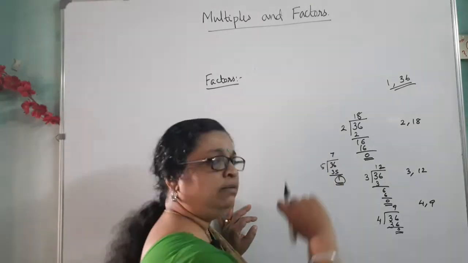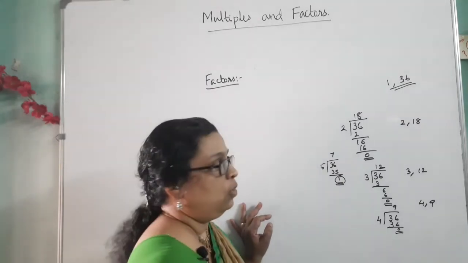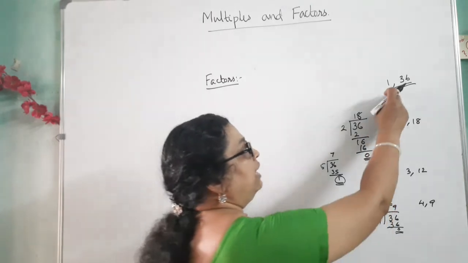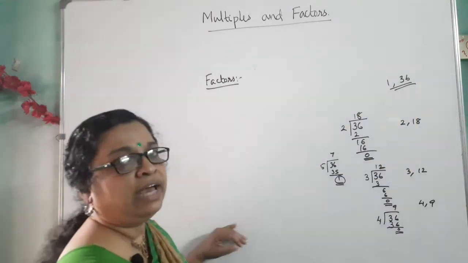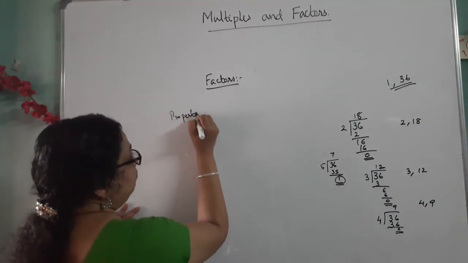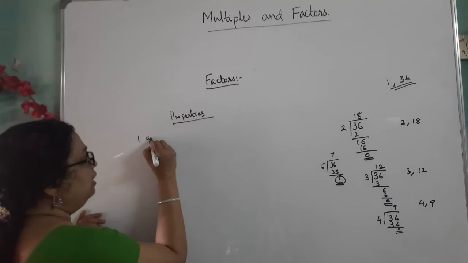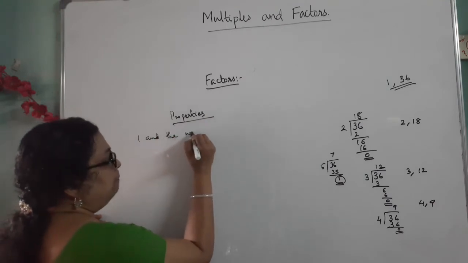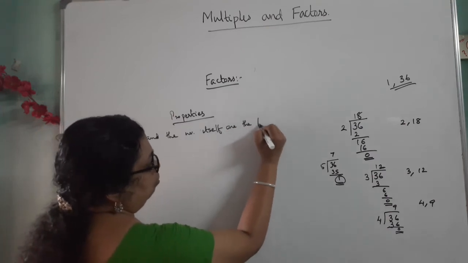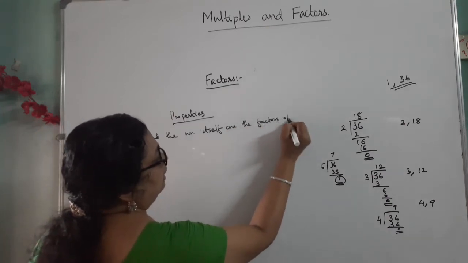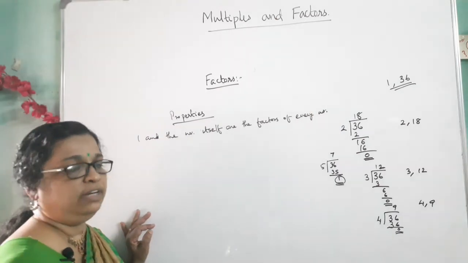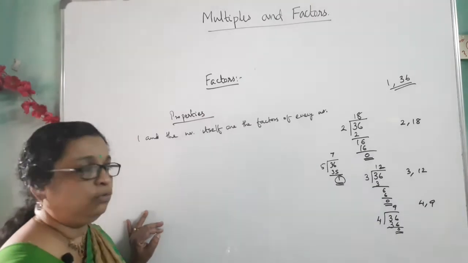When a number is divided by 1, we get the remainder 0, and when a number is divided by the same number, we get the remainder 0. So 1 and the number itself are the factors of every number. That is a property of factors. Properties: 1 and the number itself are the factors of every number. One is a factor of every number and the number itself is a factor of every number.